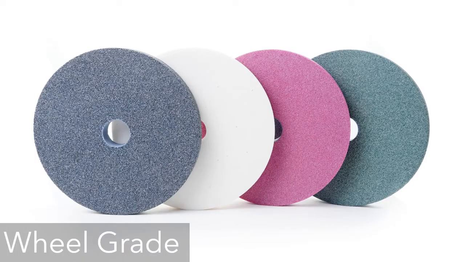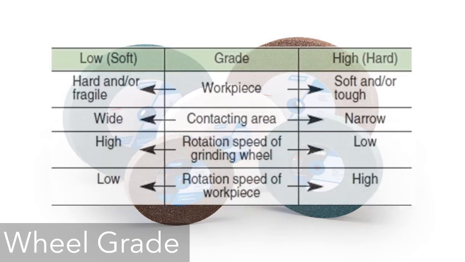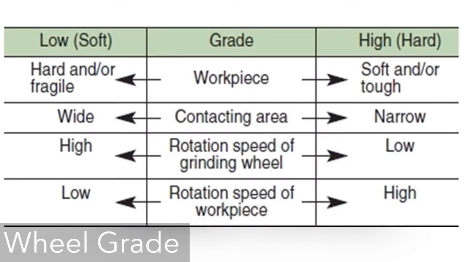The wheel grade indicates the bond strength in retaining the abrasive grains during the cutting operation. This depends on the amount of bonding material in the wheel. It is measured on a scale from soft to hard. Soft wheels lose grains readily and are used for low material removal rates and hard work materials. Hard wheels retain the grains and are used for high stock removal rates and soft work materials.